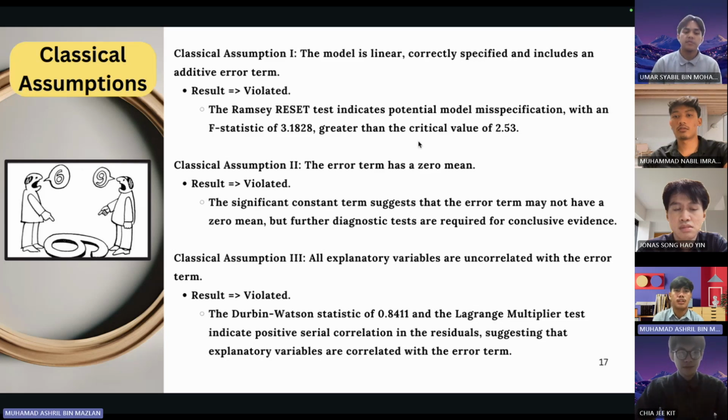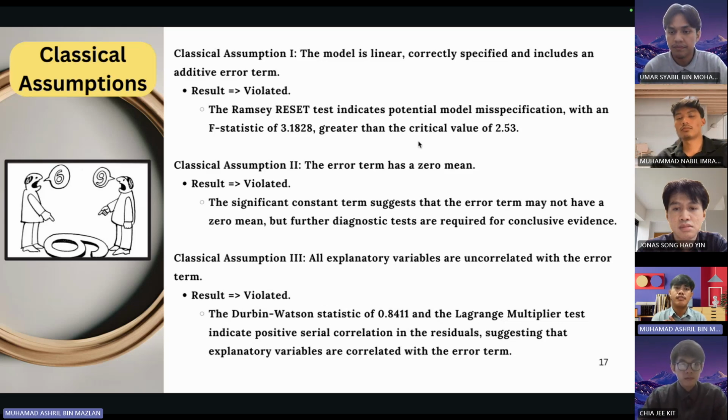So this is for the classical assumption. We're going to see whether all the classical assumptions are met or violated. Classical assumption 1 is that the model is linear. Yes, the model is linear based on the econometric model just now. Is it correctly specified and does it include an additive error term? Yes, we have epsilon.